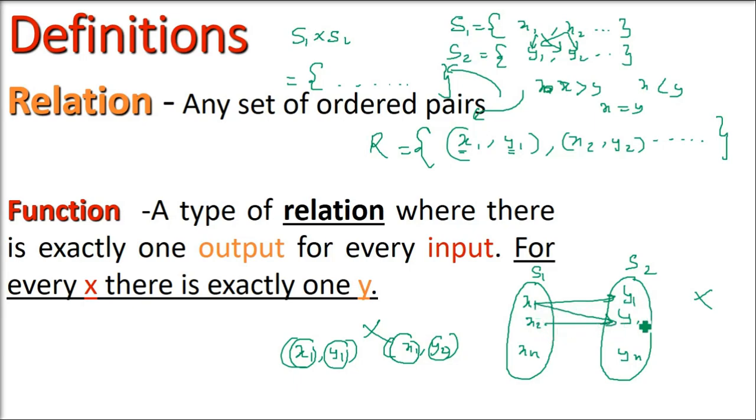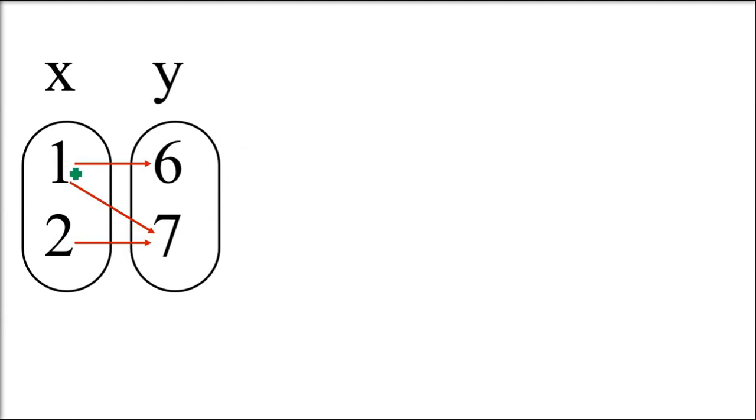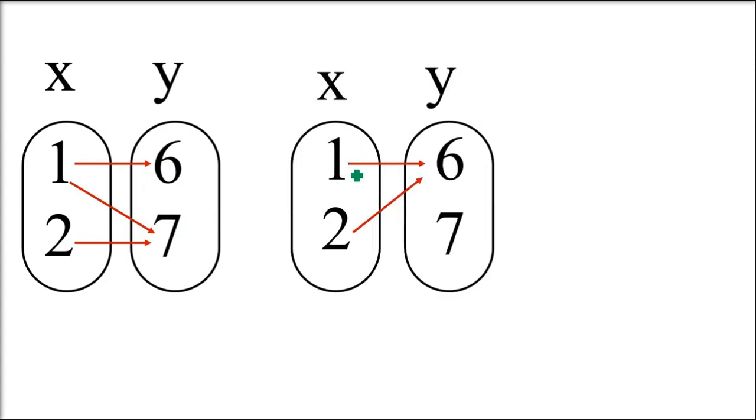If x1, y1 is there, no problem. x2 is mapped to y2, no problem. But if x1 is mapped to y1 and y2, it is not a function. Let us see an example here. 1 is mapped to 6. 1 is also mapped to 7. Wrong. This is not a function. 1 is mapped to 6, 2 is mapped to 6. No problem. The first one is not a function.